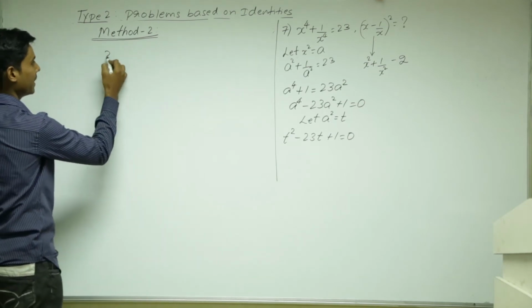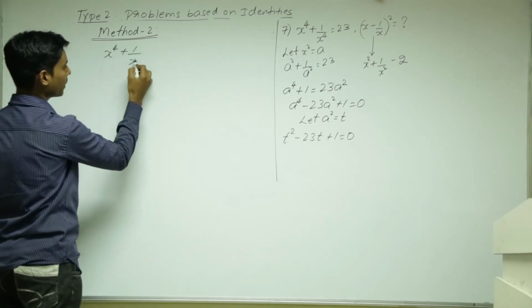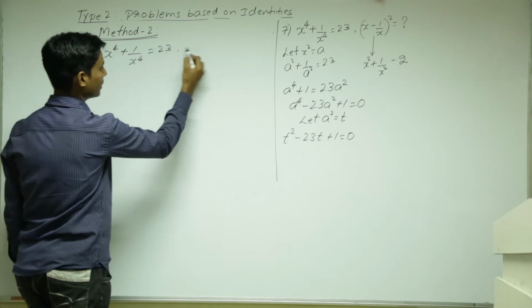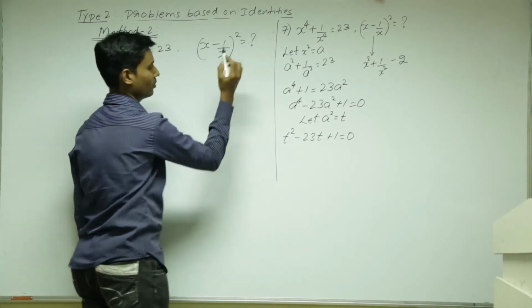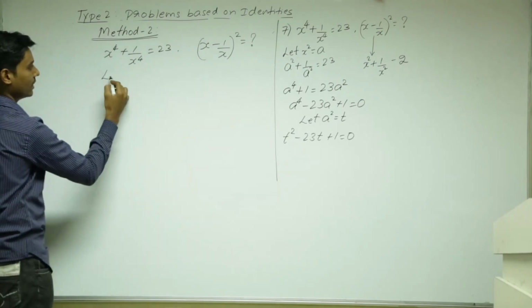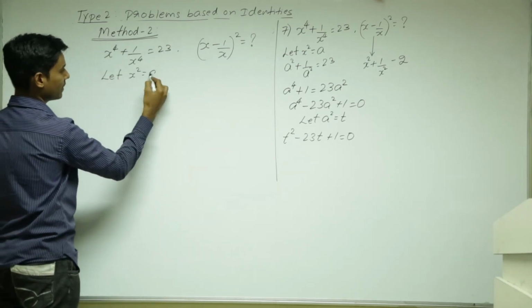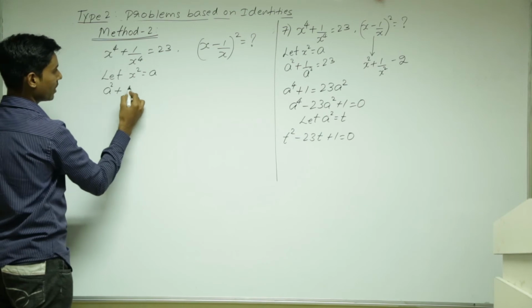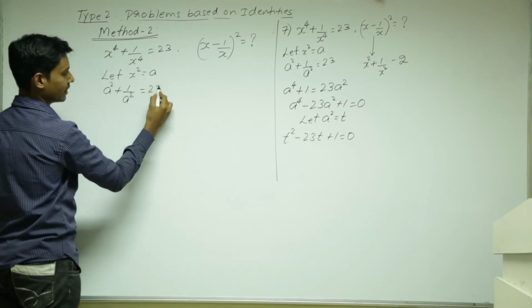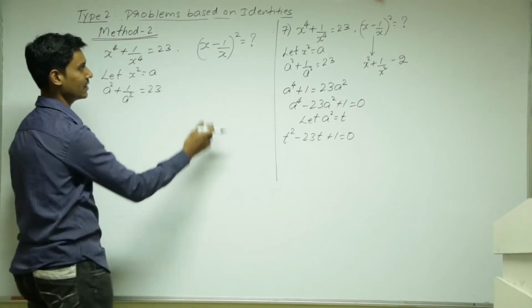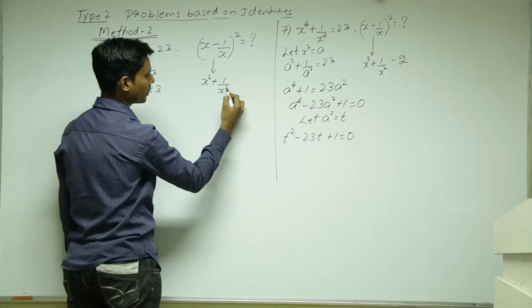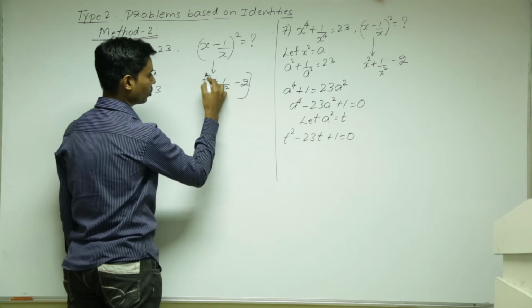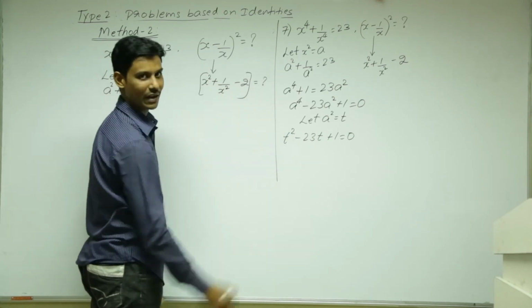Now see here, they are telling x power 4 plus 1 by x power 4 is 23, and they are asking the value of x minus 1 by x whole square value, right? Same like that, if I call x square as a, then this becomes a square plus 1 by a square is 23, right? This again, if I expand, I will get x square plus 1 by x square minus 2. This value we need to find.